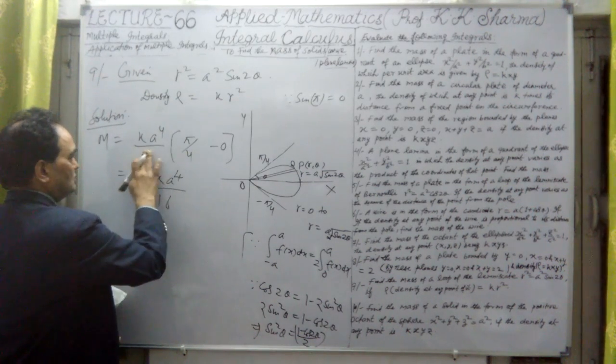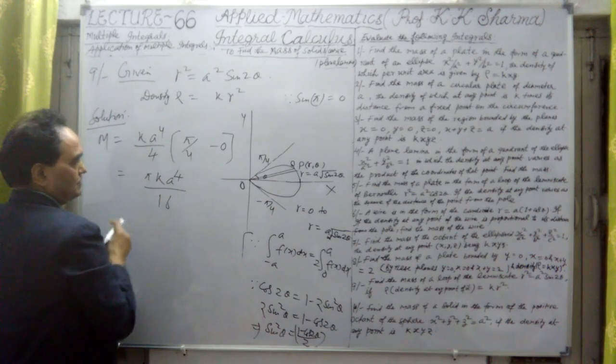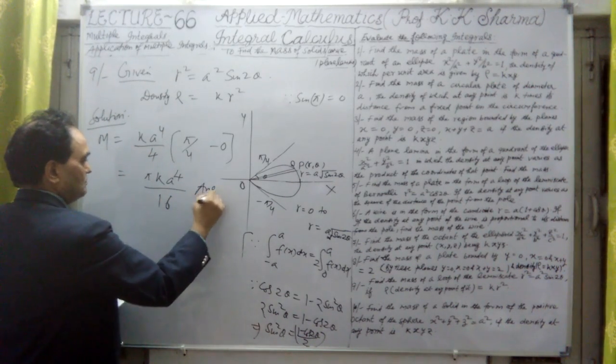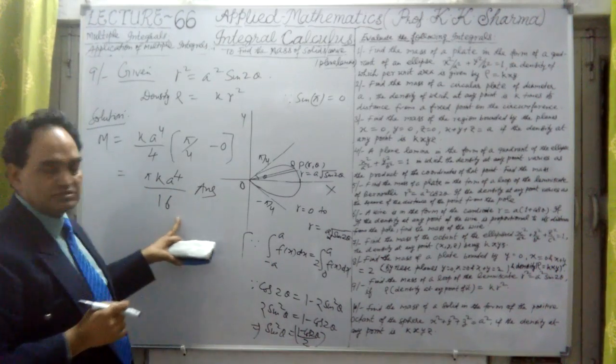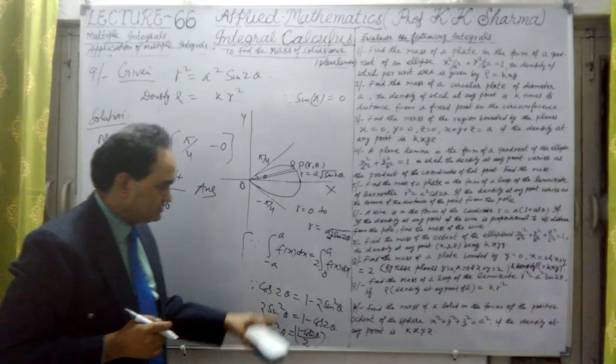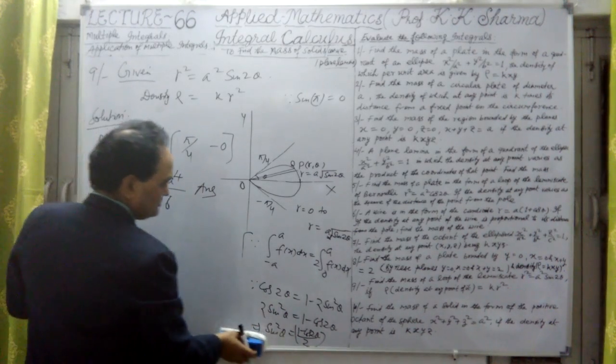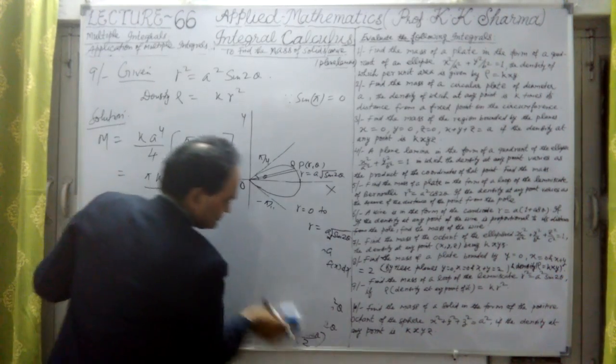This is 4 here. I write 4 in the same way. That is 16 here. This is the answer. Pi k a⁴ upon 16 is the answer of question number 9 here. Question 9 is done. Okay, now let me discuss the 10th question.